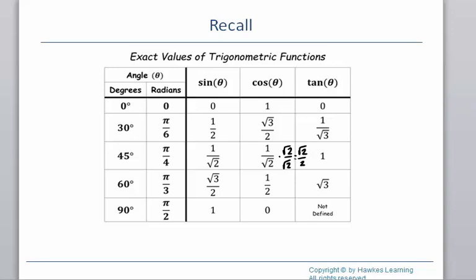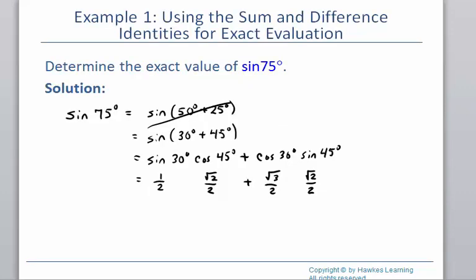Okay, so back to our problem. Let's look at what we have. We want to do some simplifying. This is multiplication here on our first two terms, so we're going to multiply those together. So multiplying across the top, we'll have 1 times the square root of 2. Multiplying across the bottom, 2 times 2 is 4.